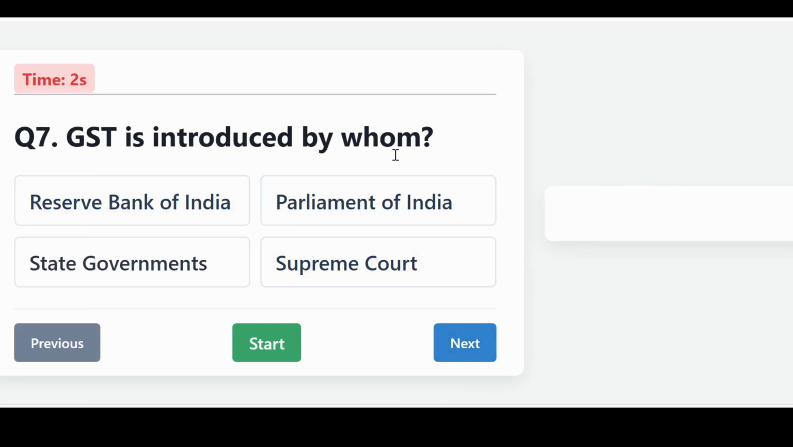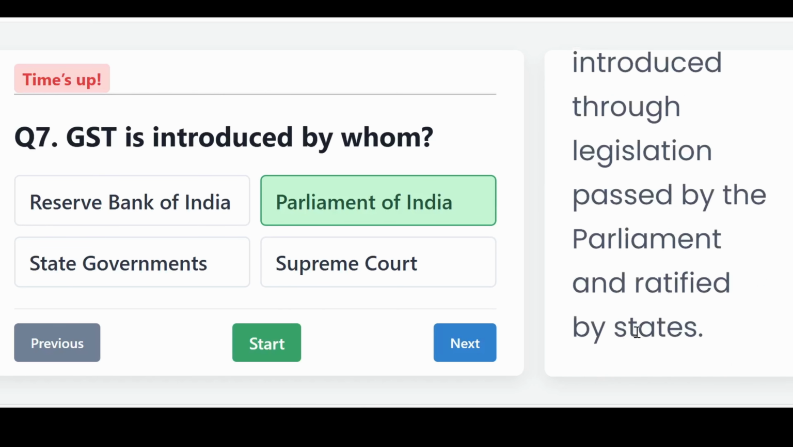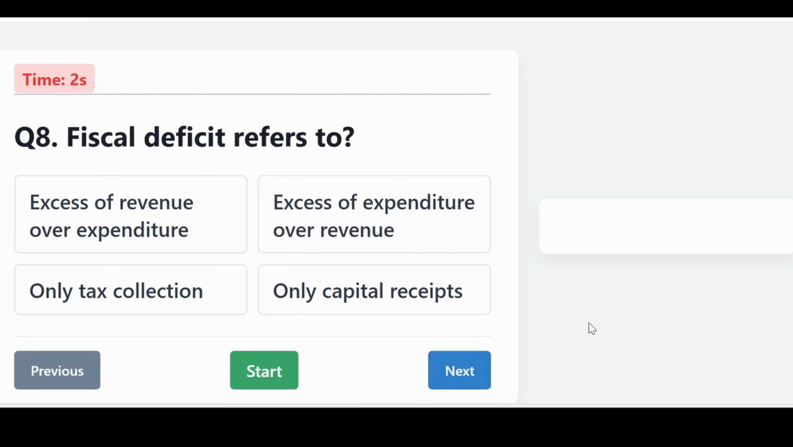GST is introduced by whom? Is it the Reserve Bank of India, the Parliament of India, the state government, or the Supreme Court? And the correct answer, Parliament of India. GST was introduced through legislation passed by the Parliament and ratified by the states.